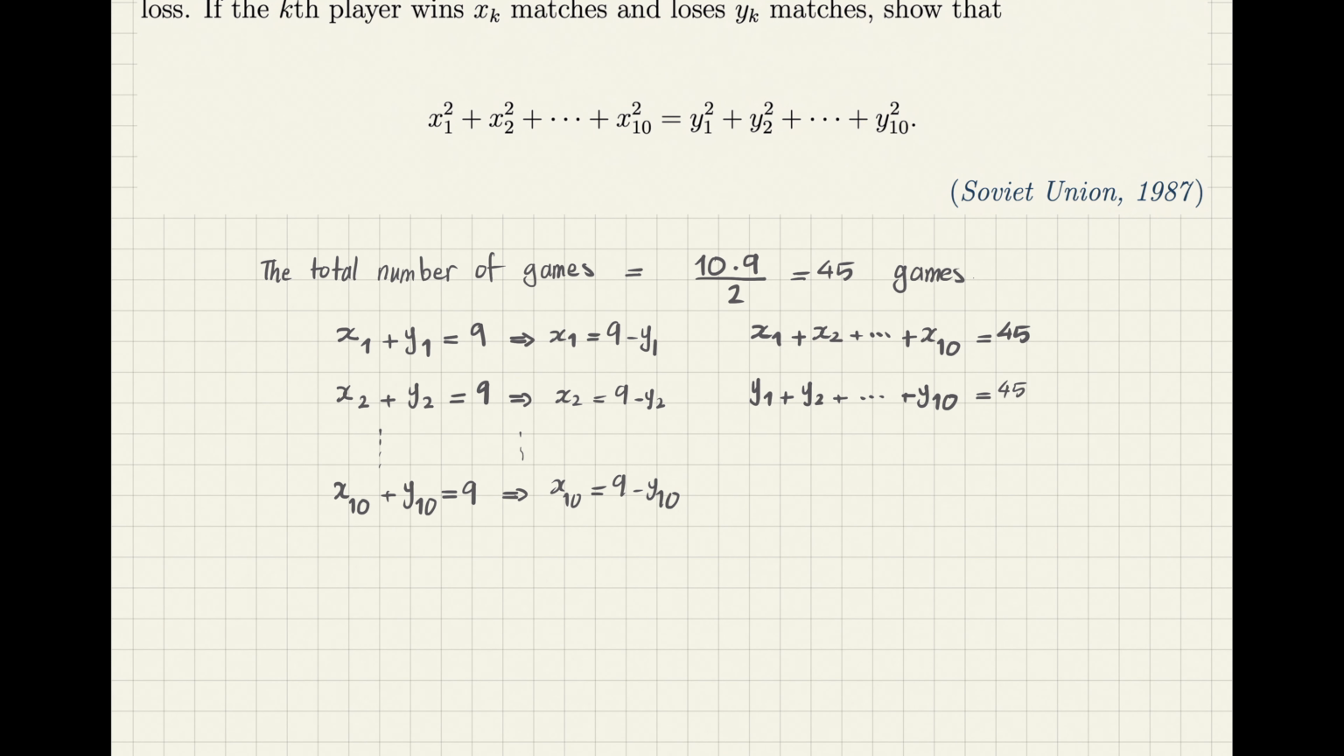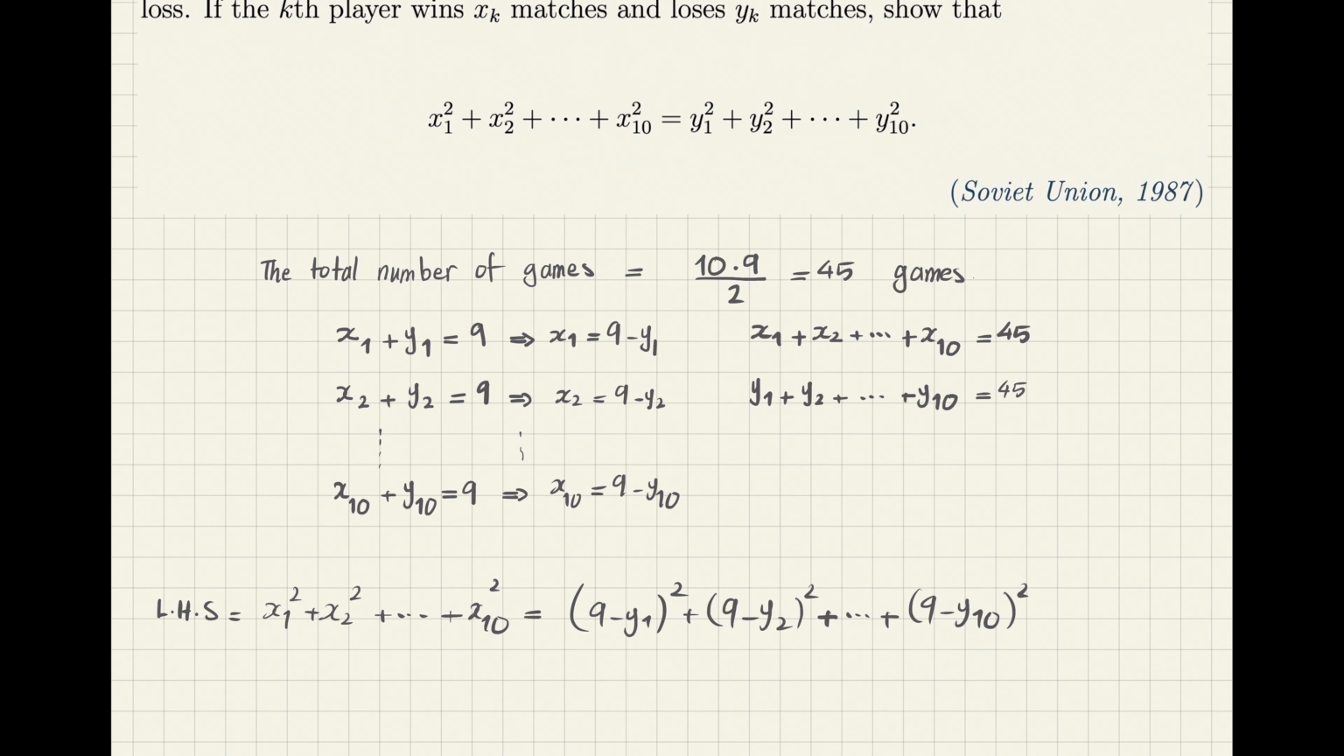And now here on the left hand side of this equality, what I have is x1 squared plus x2 squared up to x10 squared. Yes? And instead of x1, I can put 9 minus y1 here. Instead of x2, I can put this one, and until instead of x sub 10, I can put this. Okay, so what happens? It becomes (9 minus y1) squared plus (9 minus y2) squared and plus up to (9 minus y10) squared. And now what can I do?